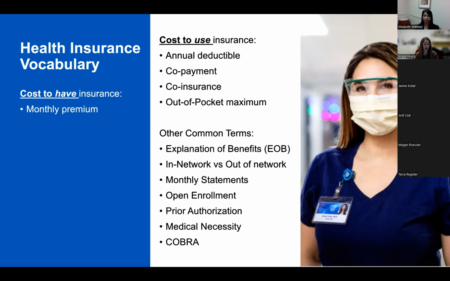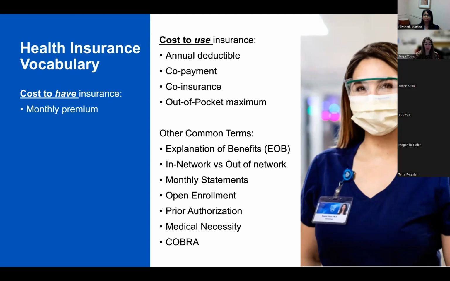Open enrollment is a time where you can choose your insurance plans. Oftentimes that's in the fall for many places of employment where your insurance renews on January 1st. For many of our Medicare patients, they have open enrollment late fall, and then that insurance becomes active January 1. Occasionally there are contractual agreements where open enrollment happens outside of the fall. But just contact your human resources department if you have any questions about when that open enrollment is through your employment.